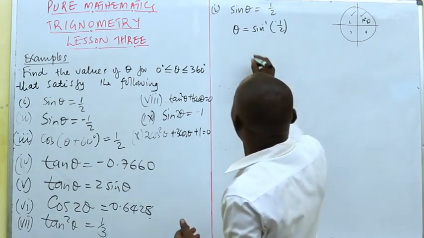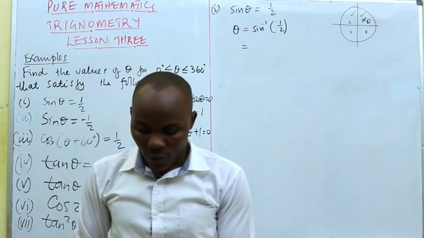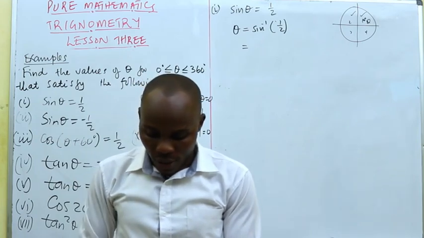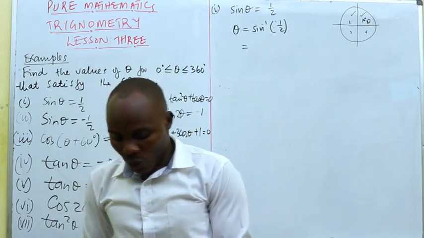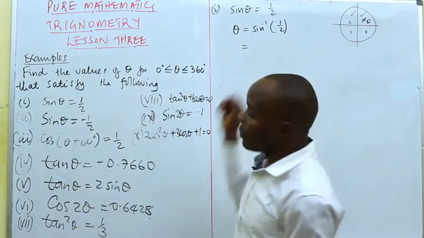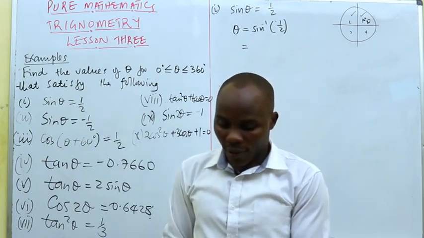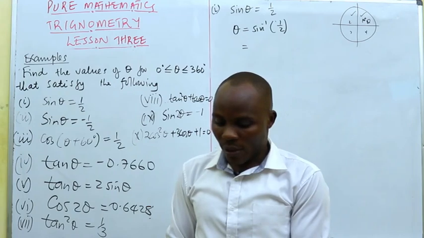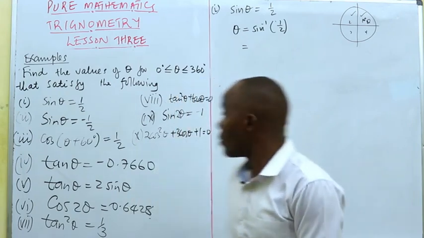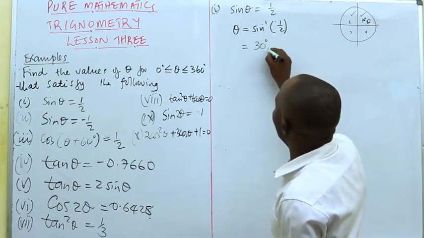So therefore, you go to your calculator. Go to your calculator and you press shift sine or arc sine of a half, or you can put it as 0.5. It is the same, and you are not penalized at all. The angle is 30 degrees.